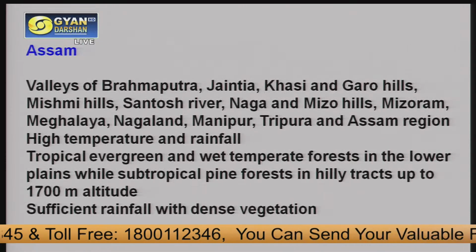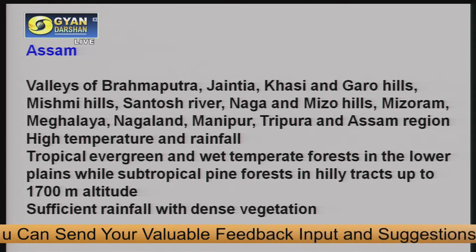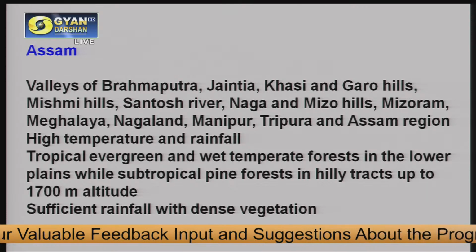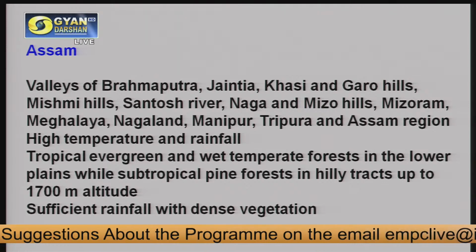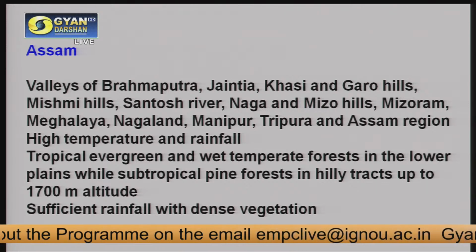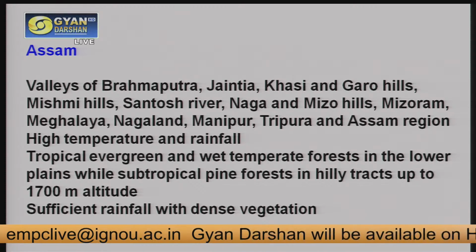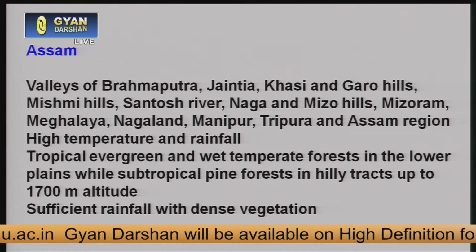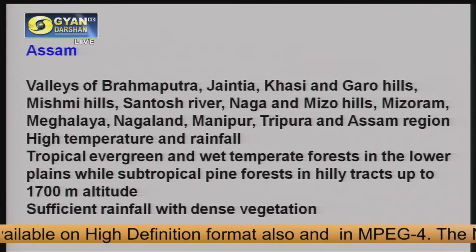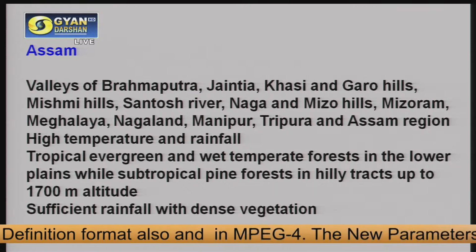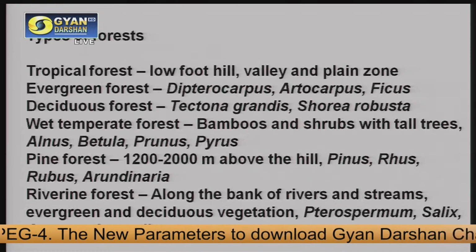Then we come to Assam, that is the Brahmaputra Valley, Jayantia Hills, Khashi Hills, Garo Hills, Mishmi Hills, the Santosh River, Naga and Mizo Hills, and all the northeastern states like Mizoram, Meghalaya, Nagaland, Manipur, Tripura, and Assam. They have a very high temperature and heavy rainfall. Tropical evergreen and wet temperate forests in the lower plains, while subtropical pine forests in the hilly tracts up to 1700 meter altitude. They have sufficient rainfall with dense vegetation.